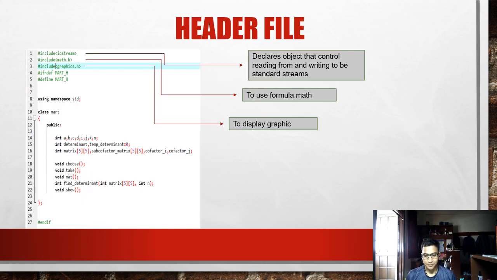For the header file, I declare my class, and my class name is Mart. Firstly, #include iostream. Very basic, everyone knows about it. iostream is the class object that controls reading from and writing to standard streams, which is the main thing we need to write for our coding to run.